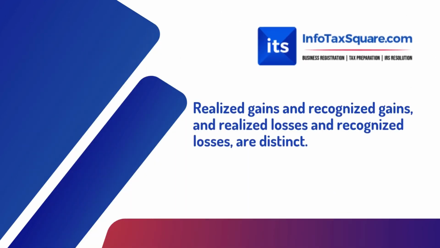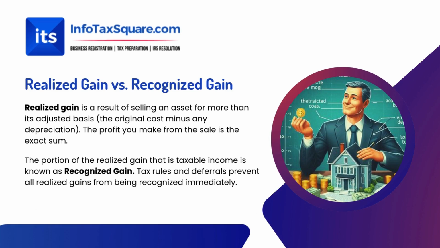Realized gains and recognized gains, and realized losses and recognized losses, are distinct. Realized gain versus recognized gain. Realized gain is a result of selling an asset for more than its adjusted basis, the original cost minus any depreciation. The profit you make from the sale is the exact sum. The portion of the realized gain that is taxable income is known as recognized gain. Tax rules and deferrals prevent all realized gains from being recognized immediately.